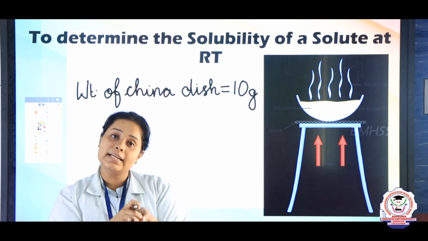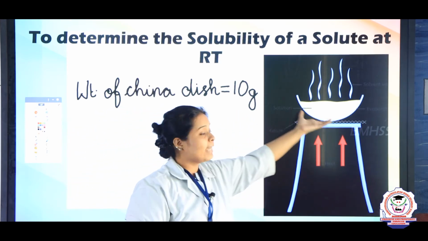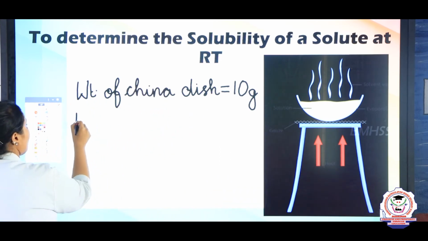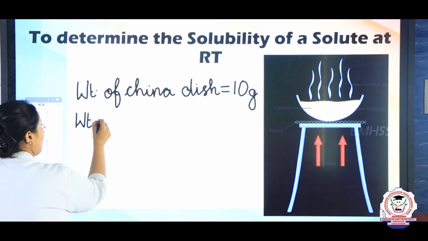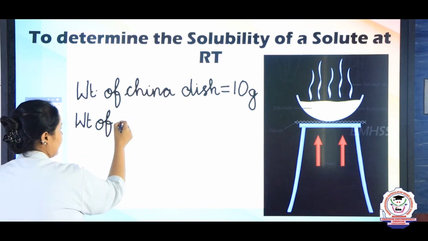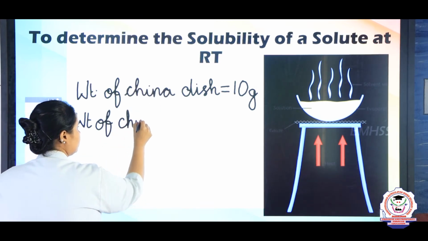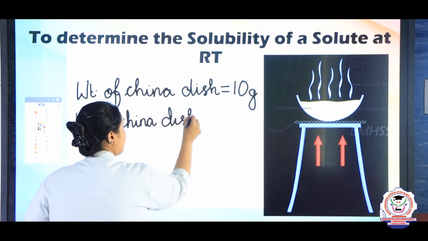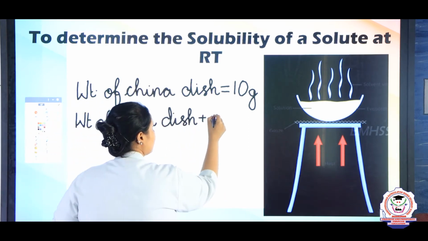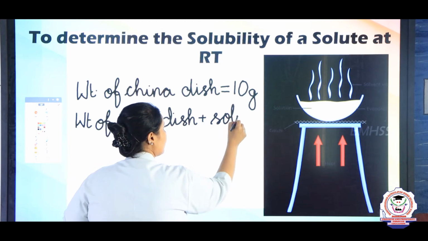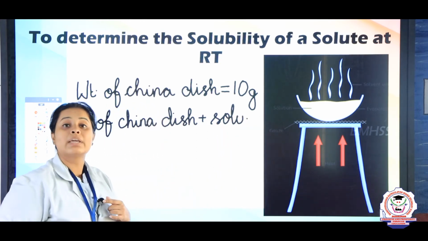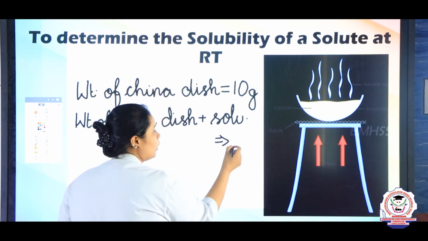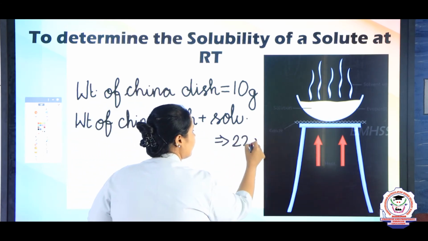When we are putting it inside the dish, we have to measure again the weight of your dish. Now you have to write the weight of your china dish plus the solution. Solution of what, children? Solution of KNO3, and you found that the weight is now 22 grams.